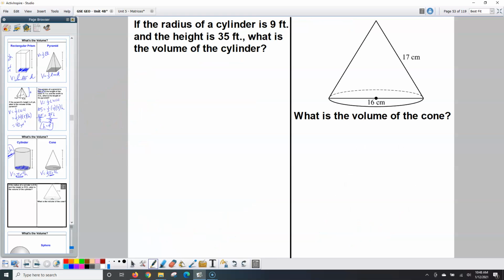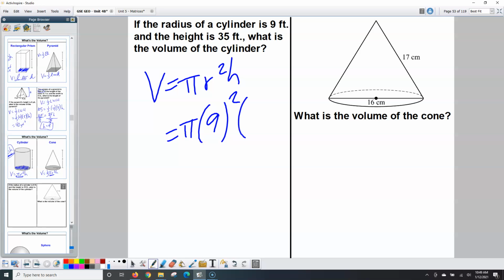If the radius of a cylinder is 9 feet and the height is 35 feet, what is the volume of the cylinder? Cylinder volume equals pi r squared times the height. That's pi, it gives me a radius of 9, times the height is 35. That is going to be a ginormous number. 2835 pi cubic feet. Magic arrows.